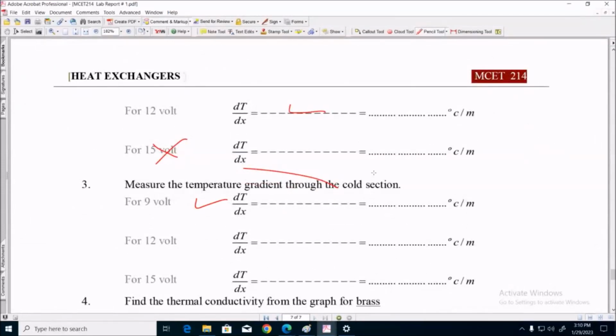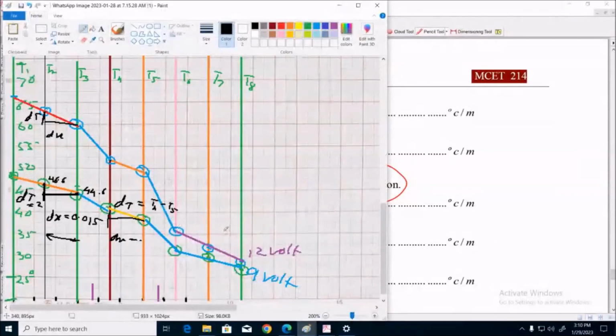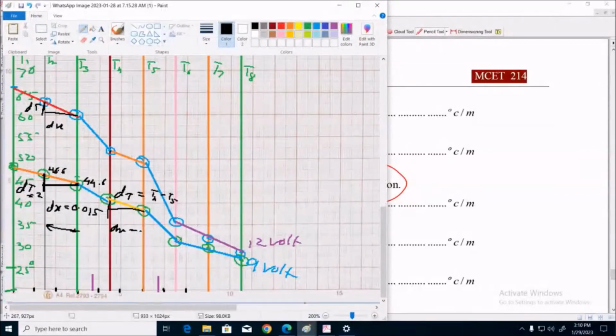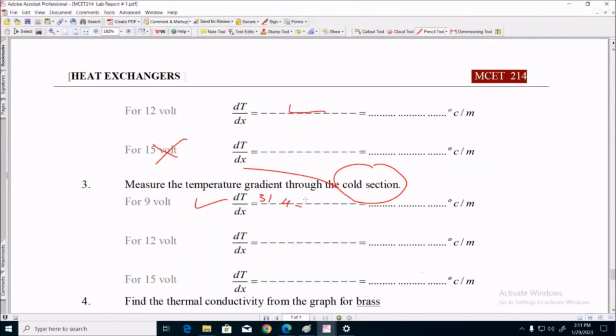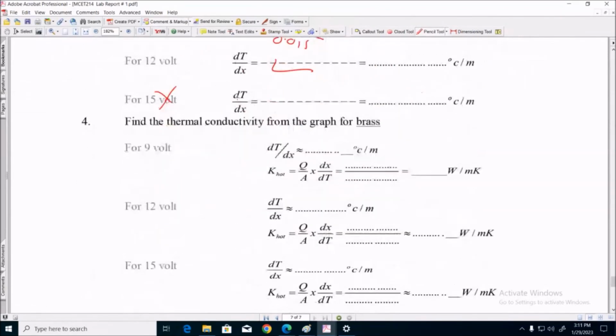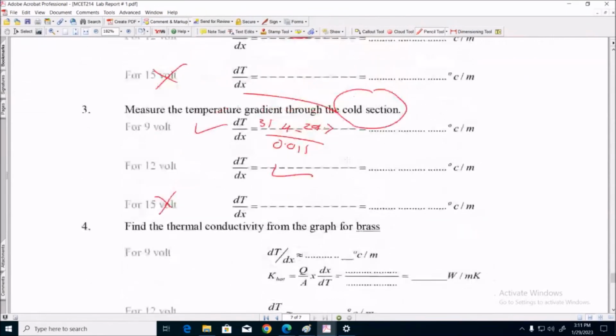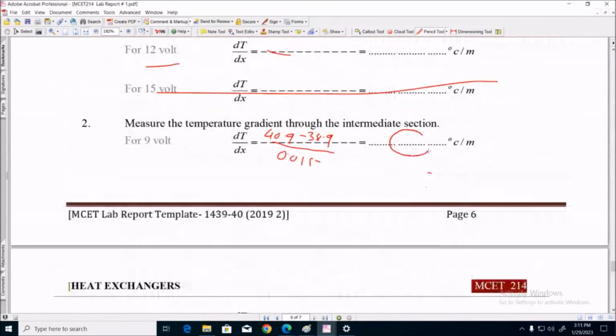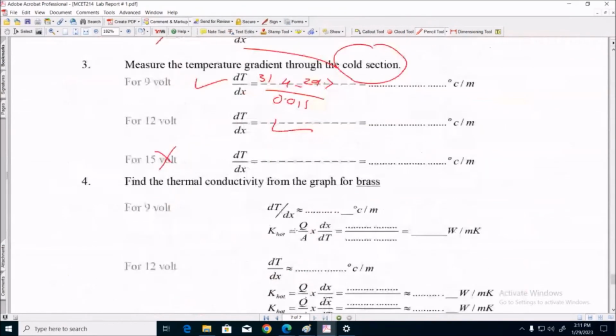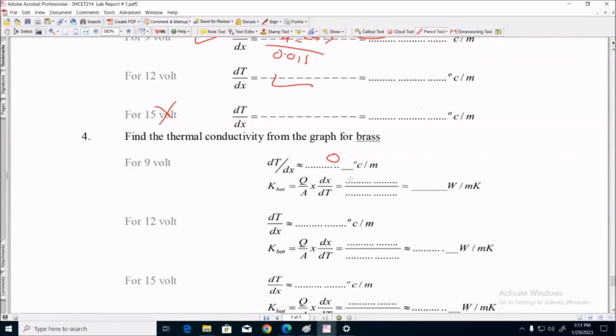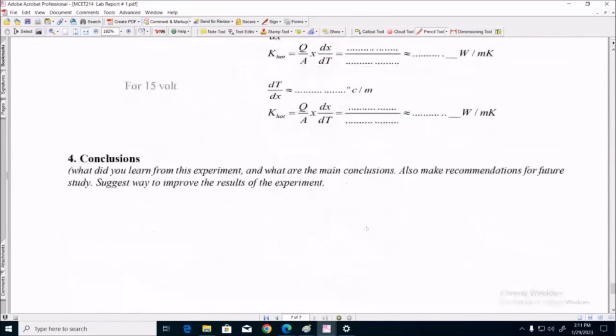So for 9 volt in cold section, you can do it same way. In cold section, you can choose any 2 points. I will choose this. I will choose this. This is dx and this is dt. So dt is T6 minus T7. So I can write here. Same here you can do, cancel 15. And from the graph, for 9 volt dt by dx, whatever the answer you got here, you can transfer here and put q whatever there as per calculation and you can complete this.